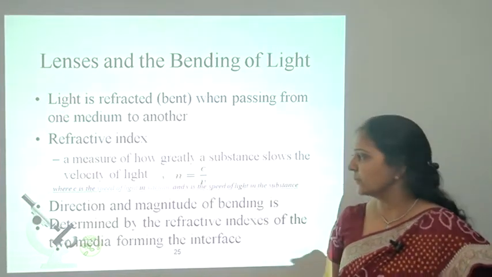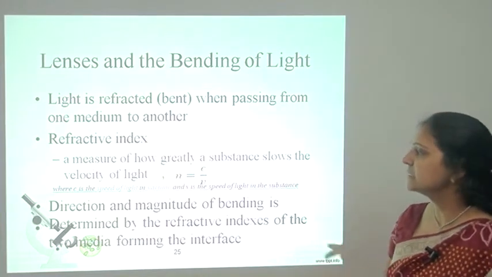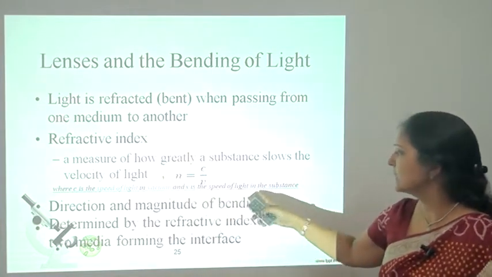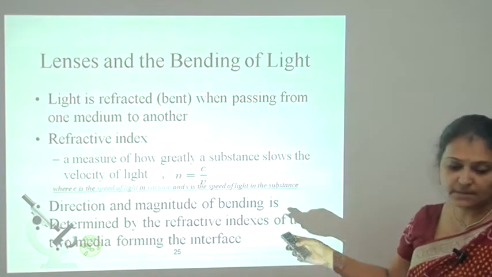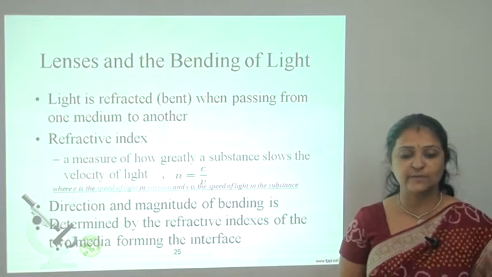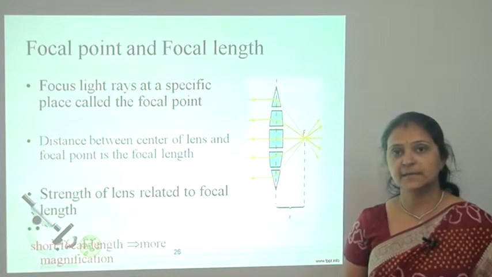N is equal to C upon V. Here C is the speed of light in vacuum and V is the speed of light in the substance. Direction and magnitude of the bending is determined by the refractive index of the two media forming the interface.